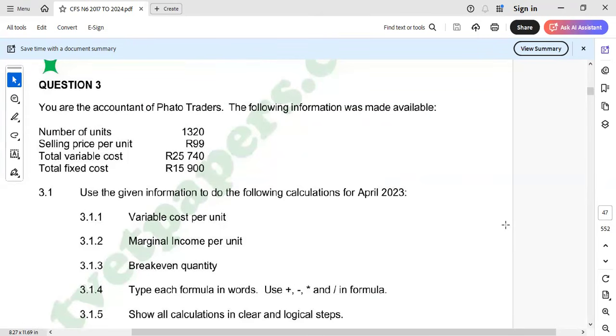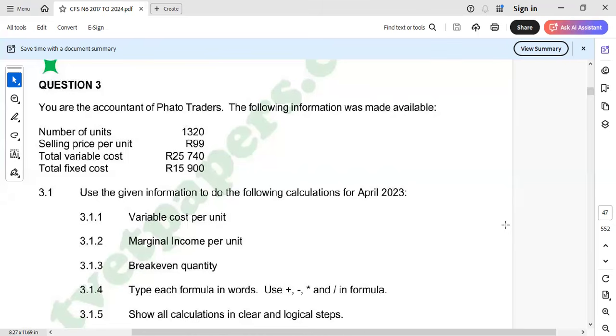This topic is called break even topic, this one. So you will find this question in most of the question papers in N6. This topic is broad, so you need to understand it. You don't have to cram it.